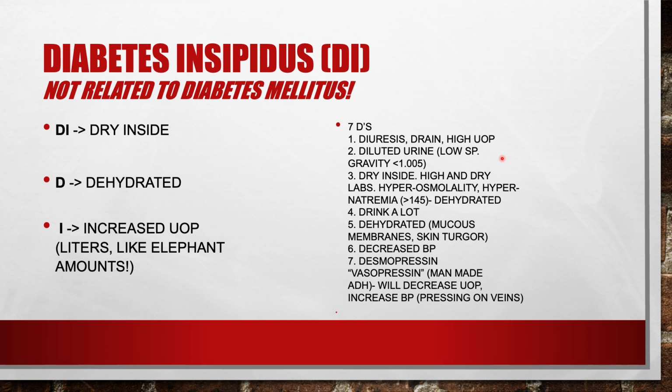They're going to want to drink a lot, okay? And then dehydrated, you're going to see the mucous membranes that are really dry. Poor skin turgor. Decreased blood pressure, okay? So just think about that for a minute. Why would there be hypotension? Well, there's low volume. And then that ADH, there's not much, it dilates, okay? And then there's a drug called desmopressin, vasopressin. It's a man-made ADH. It will decrease urine output, increase blood pressure. So it's pressing on the veins.